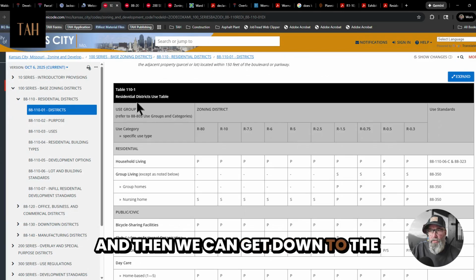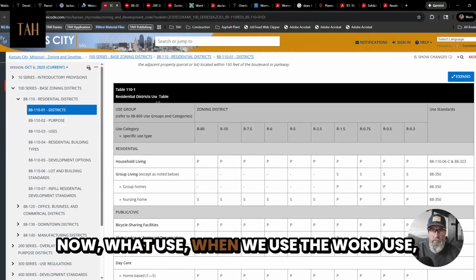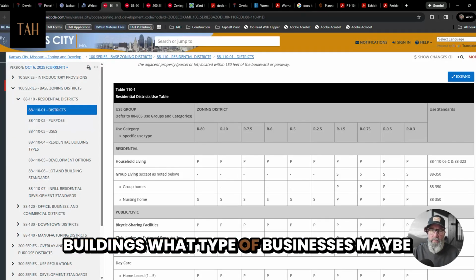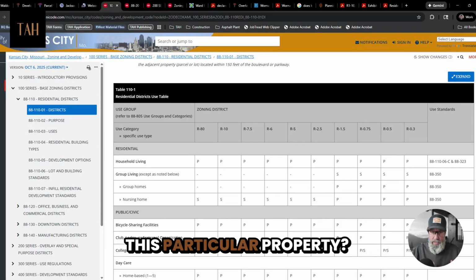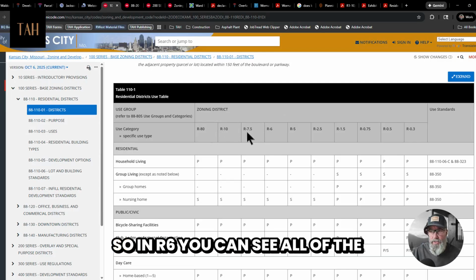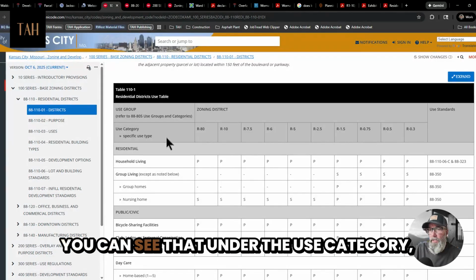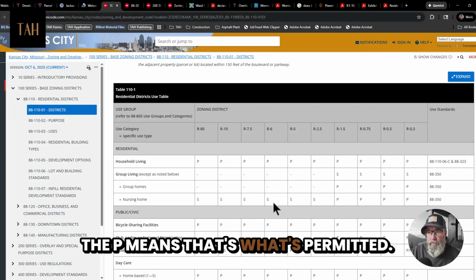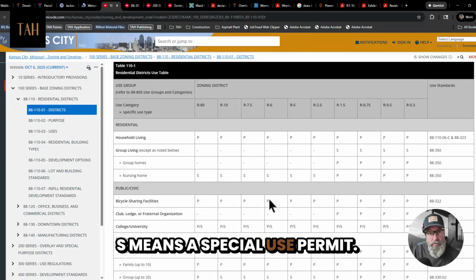And then we can get down to the residential districts use table. Now, when we use the word use, it's what type of buildings, what type of businesses maybe, what type of uses are allowed on this particular property. So you can see all of the different zoning categories here. You can see that under the use category, we have residential, we have household living. The P means that's what's permitted. A nursing home is actually allowed, but S means a special use permit.